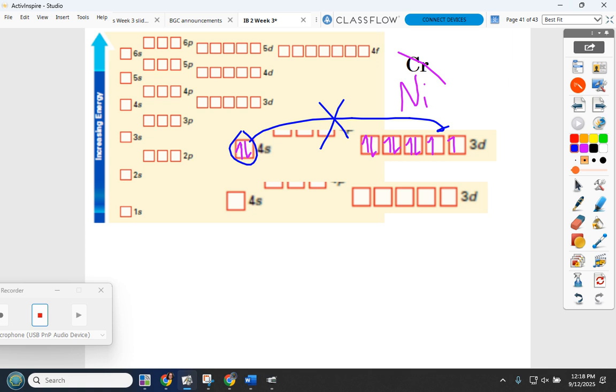So it's only the chromium and copper groups that do that. And it does happen in other elements in those groups. You're just not required to know them because the IB syllabus only deals with the first row of the d block. Okay. Does that kind of make sense?